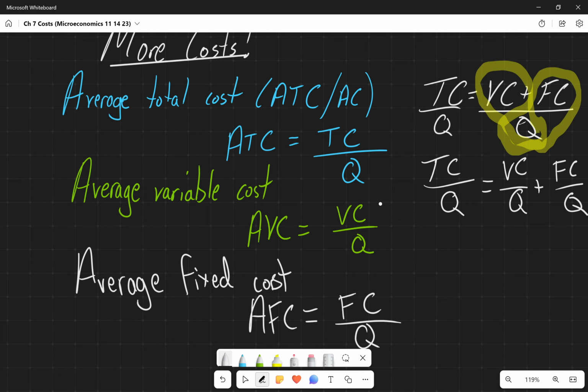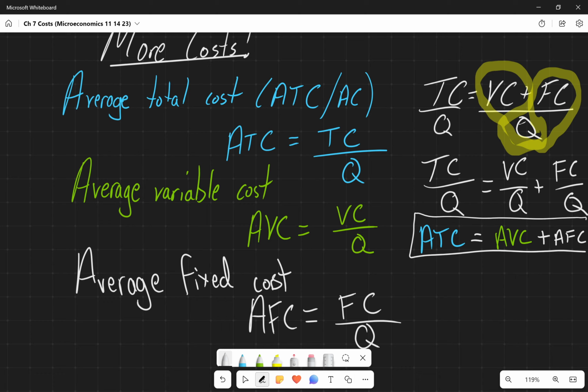Now you can recognize this is our average total cost, total cost divided by Q. This is our average variable cost. And this last one over here is our average fixed cost. So we have another identity which states that the average total cost is nothing more than the average variable cost plus the average fixed cost.